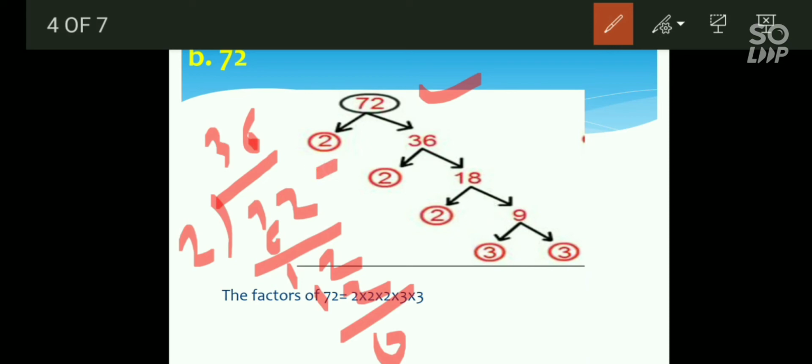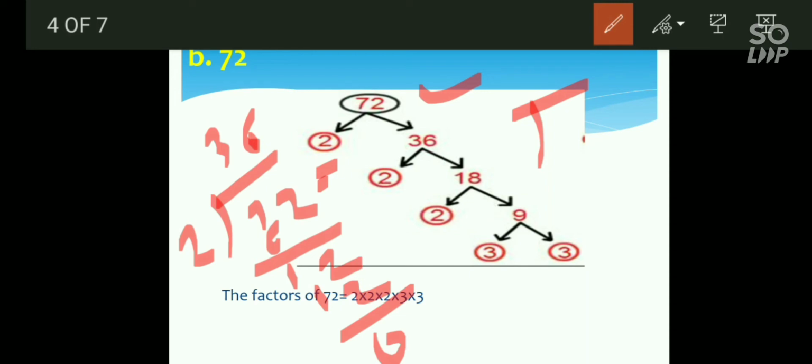Again 2 is a prime number and instead of 36 you can write 2 into 18. Since 36 is an even number, it is divisible by 2. If you are getting confusion, divide and see: 36 divided by 2, you will get 18. Again 18 you can write 2 into 9, but since 9 is not divisible by 2, see whether it is divisible by 3. 3 3s are 9, 9 is divisible by 3, therefore, instead of 9 you can write 3 into 3.